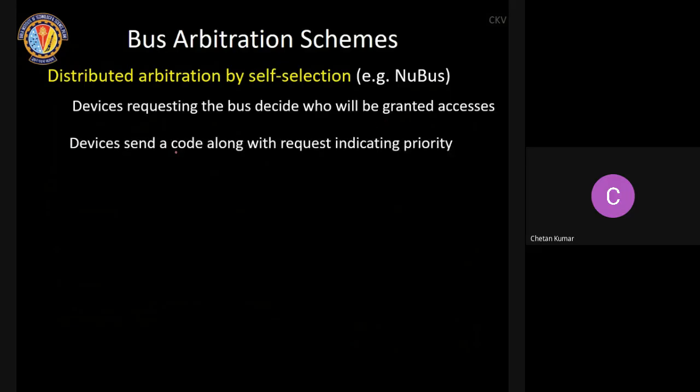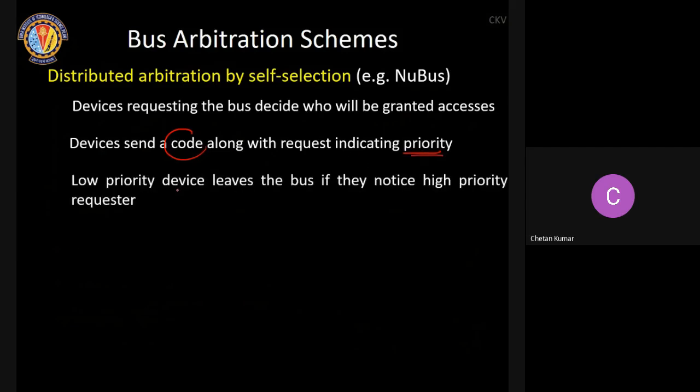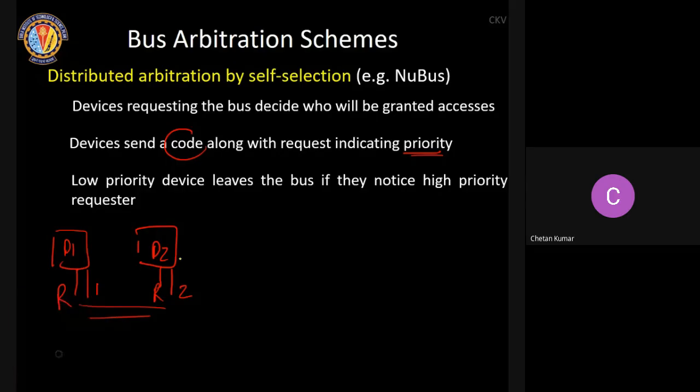Devices will send a code along with the request. That code will indicate basically the priority. For example, you have a device one and a device two. Both will send their priority numbers and a request. This is your request signal, and this is the priority. Let's say one is the highest priority and two is the lowest priority. Whenever this particular device sees that there is another device requesting the bus that has a higher priority, what will this device do? It will cancel its request.